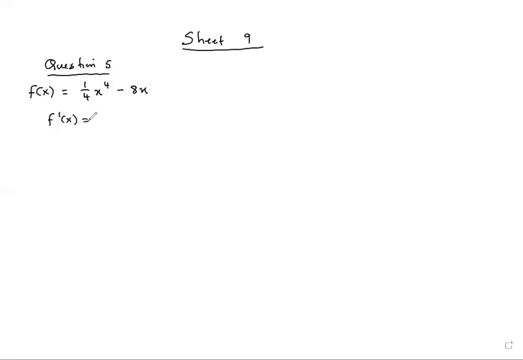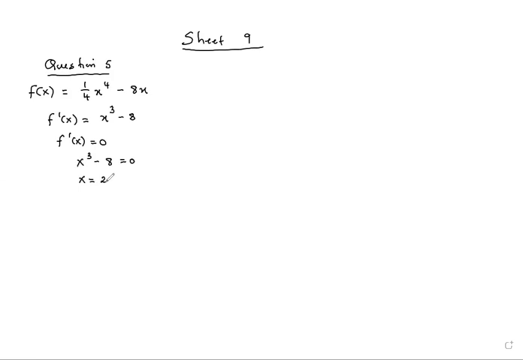F prime of x is equal to x power 3 minus 8. And then to use it, we need to equate it to 0 so that we find the turning point. So x power 3 minus 8 is equal to 0. It gives us x is equal to 2. So here we only get one value, x is equal to 2.